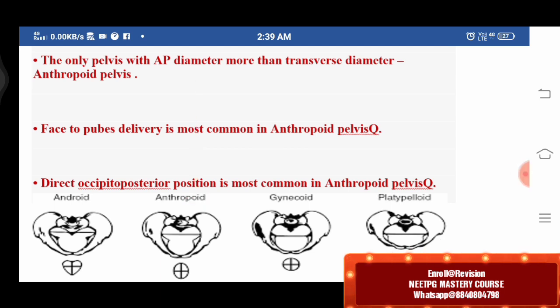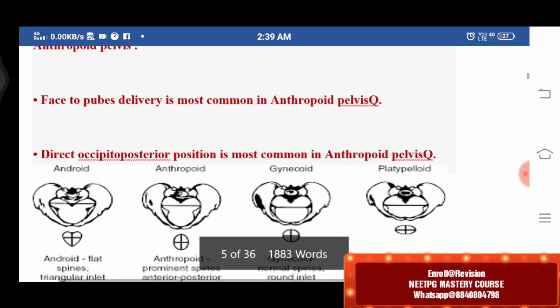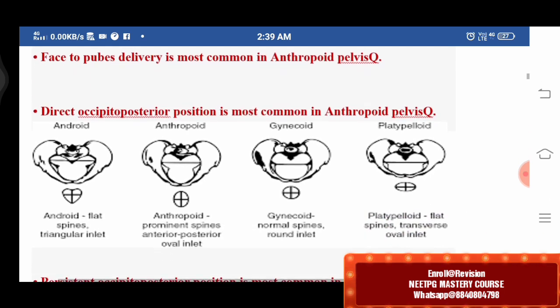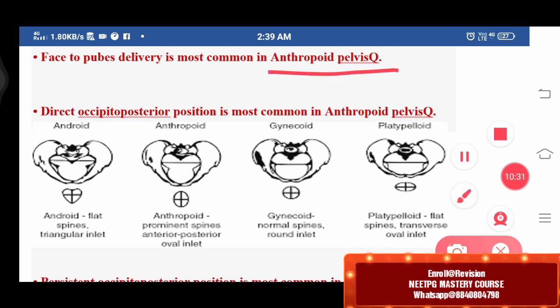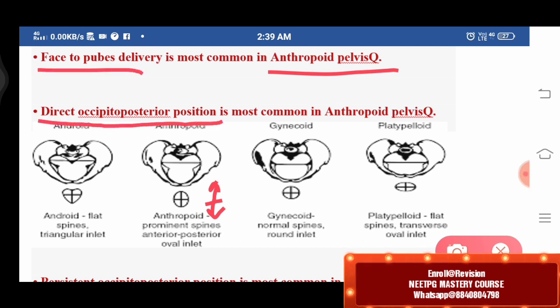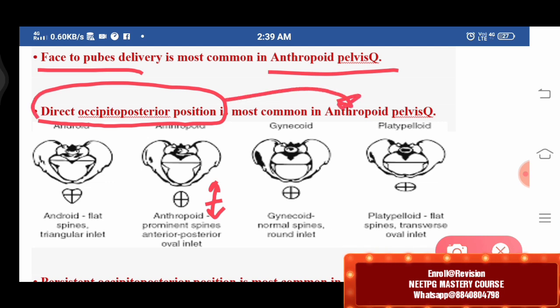Now some MCQs with the anthropoid pelvis. Face to pubis delivery is most common in anthropoid pelvis. So this one is anthropoid. If you see, the anteroposterior diameter is more than the transverse diameter. So face to pubis is most common, and direct occipito-posterior position is also most common with anthropoid pelvis.